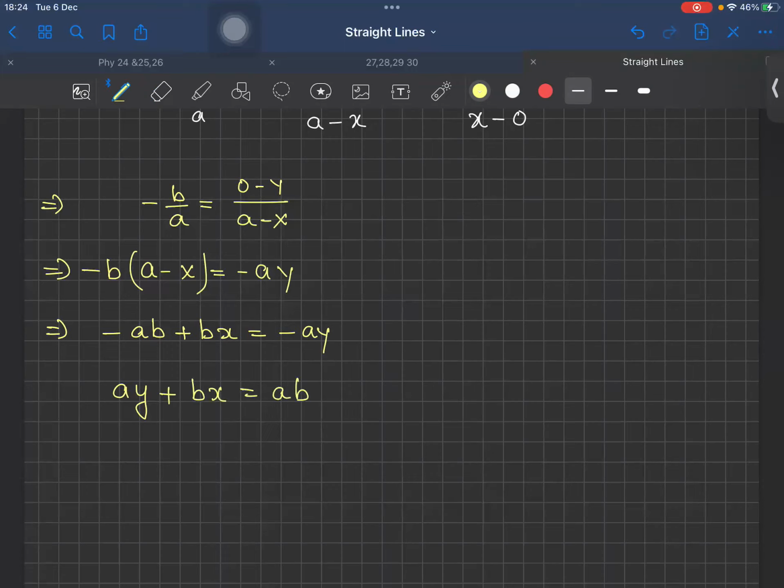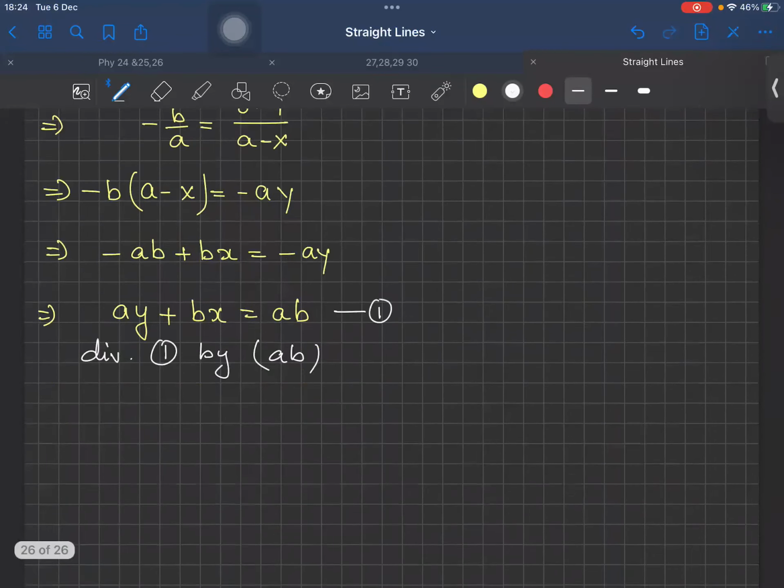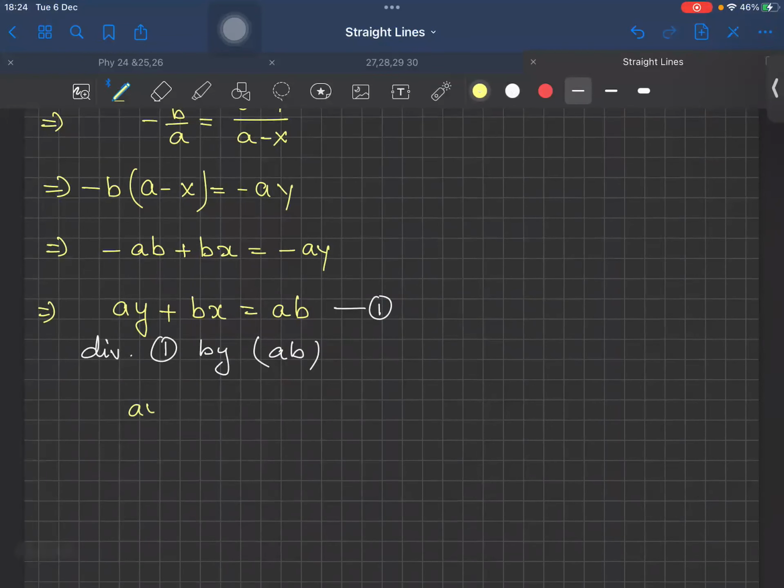Just see if this is correct. Sir, it's correct. What I have done, I have taken this to this side and this one to this side. Now I'll divide the entire equation, let's say equation number 1, by AB. I can divide it by AB throughout. So what we can write, AY plus BX is equal to AB, dividing throughout by AB.